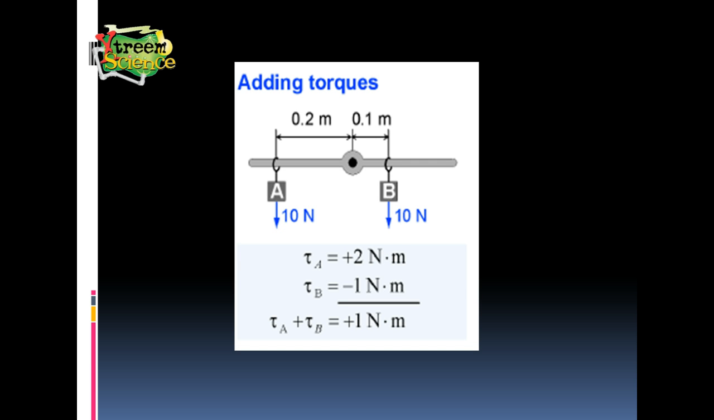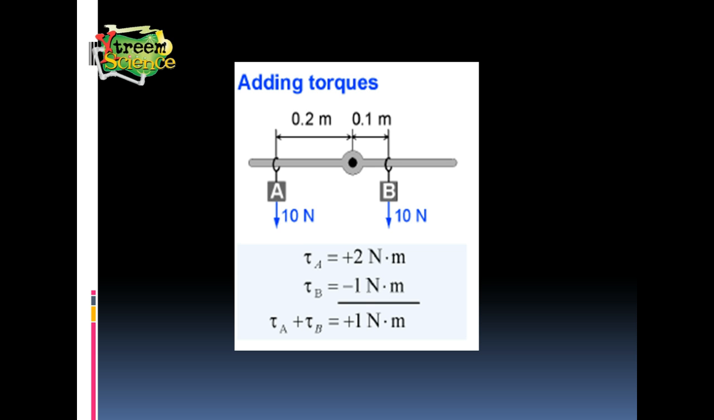So here's an example of combining torques. You can see torque A on the left is 10 newtons down, and its lever arm is 0.2 meters away from the center of rotation. And B is also pushing down with 10 newtons, and its lever arm is 0.1 meters. Based on the fact that they're both pointing down, they're working against each other, not helping each other. So in this case, you'd get a plus 2 newton meters because we started with A. You could have started with B, and it would still work out to be the same. And then torque B, closer, we calculate it's negative 1 newton meter. So if you add them together, you get plus 1 newton meter.